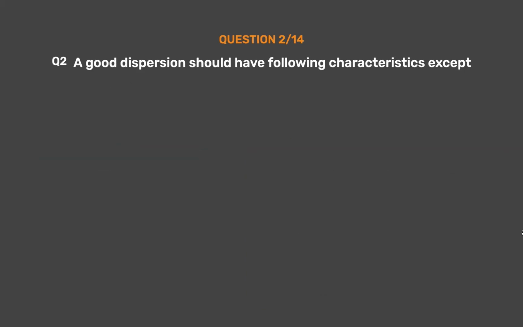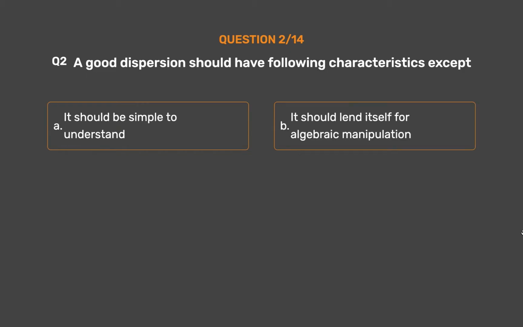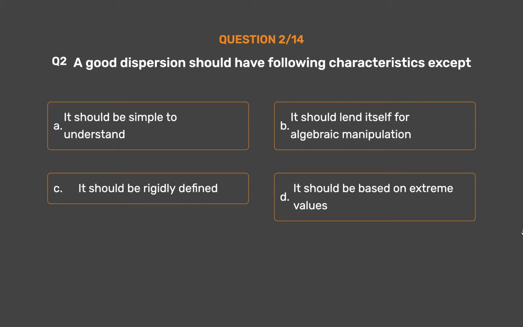Question number 2. A good dispersion should have following characteristics except. Option A. It should be simple to understand. Option B. It should lend itself for algebraic manipulation. Option C. It should be rigidly defined. Option D. It should be based on extreme values.